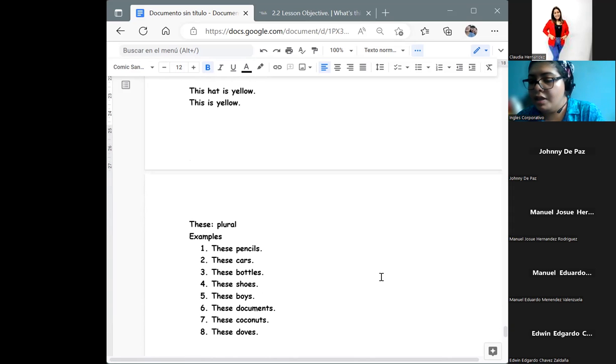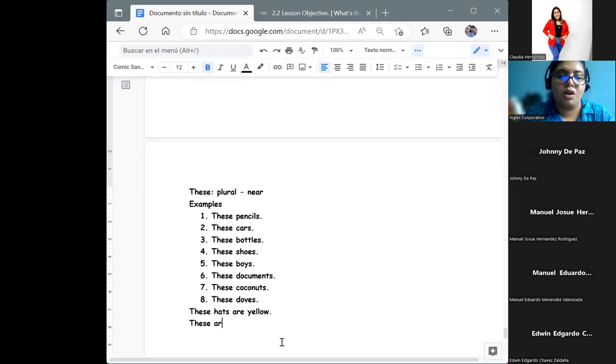Next one. This is, again, plural, but near. También es cuando tenemos cosas cerca, pero son más de una. And we can write the example like this. These hats are yellow. Or we can say, these are yellow.